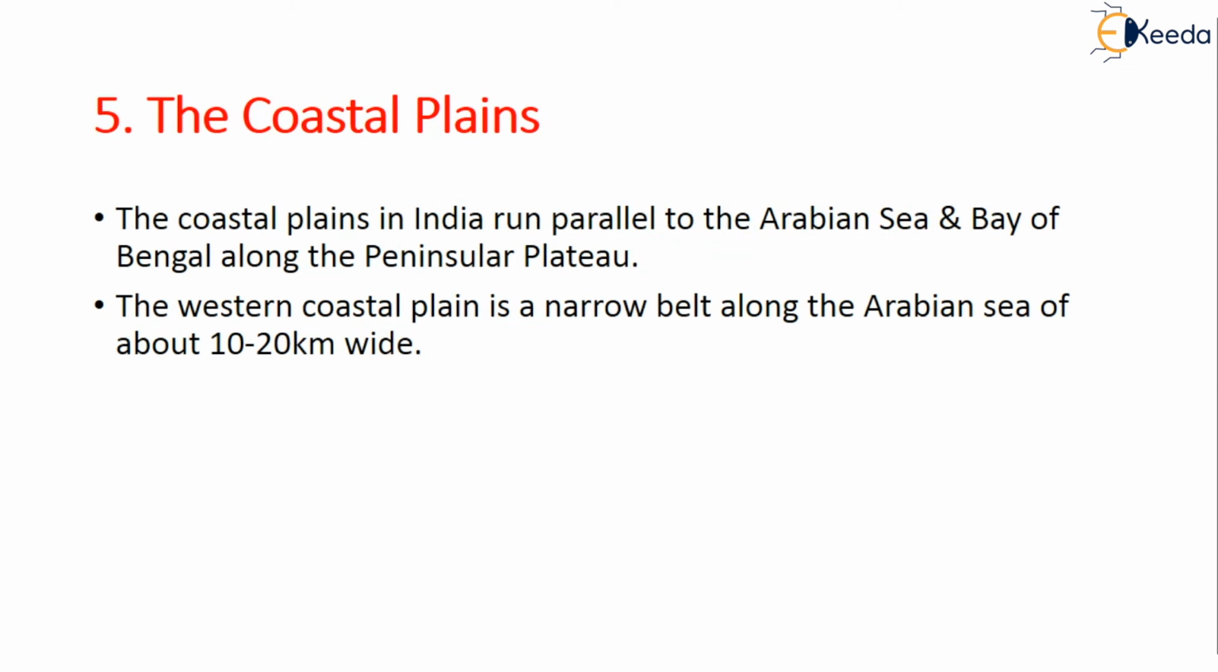Coming to the coastal plains, these coastal plains in India run parallel to the Arabian Sea and the Bay of Bengal along the peninsular plateau. The western coastal plain is a narrow belt along the Arabian Sea, of about 10 to 20 kilometers.